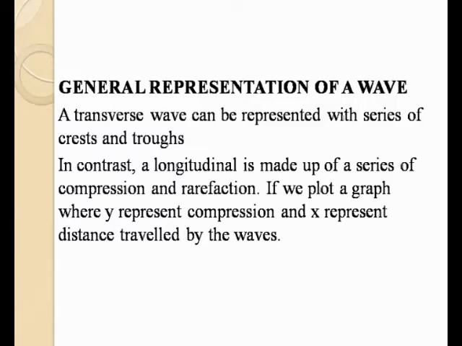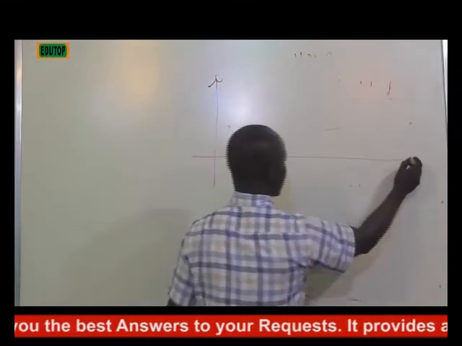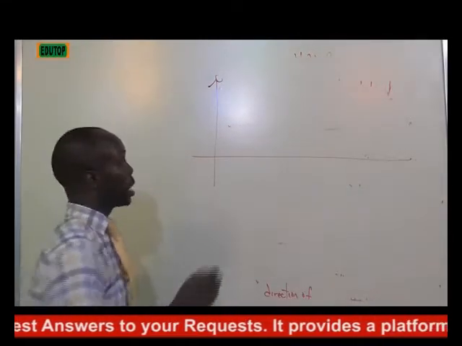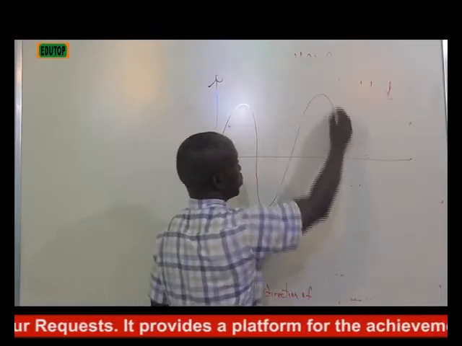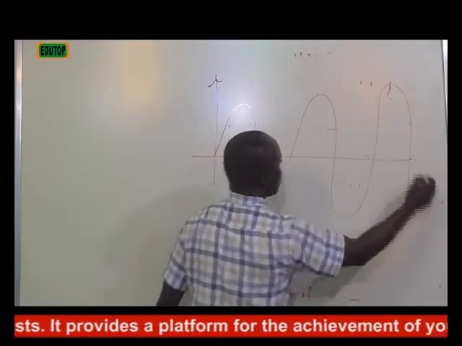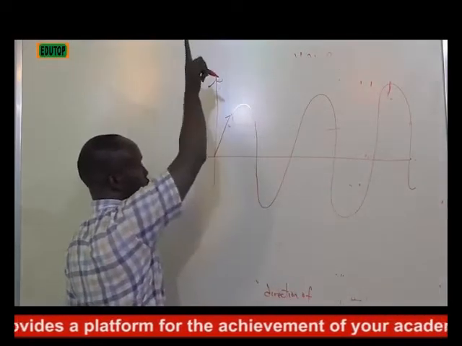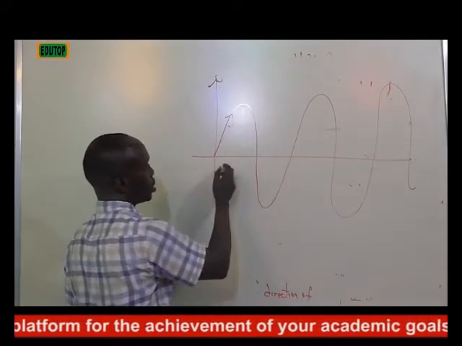So let's go to the general representation of wave. At this junction we'll be looking at the graphical representation of wave, the major parameters that could be seen in every wave movement. The transverse wave can be represented with a series of crests and troughs. Look at it, you have something like this. We have the starting point here. It goes up, down, up, down, up, down. The vibration is turning up and down, and the direction of travel is this way.